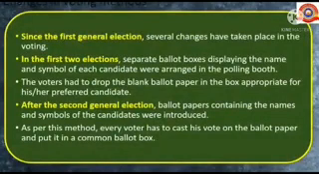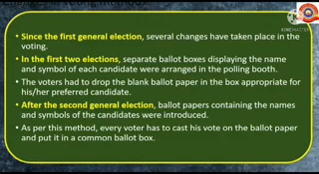Since the first general election, several changes have taken place in the voting. In the first two elections, separate ballot boxes displaying the name and symbol of each candidate were arranged in the polling booth. The voters had to drop the blank ballot paper in the box appropriate for his or her preferred candidate. After the second general election, ballot papers containing the names and symbols of the candidates were introduced.